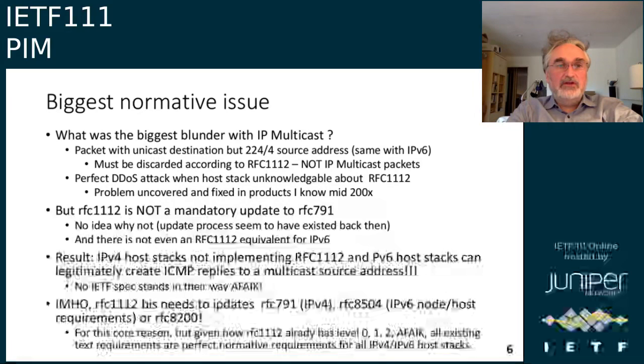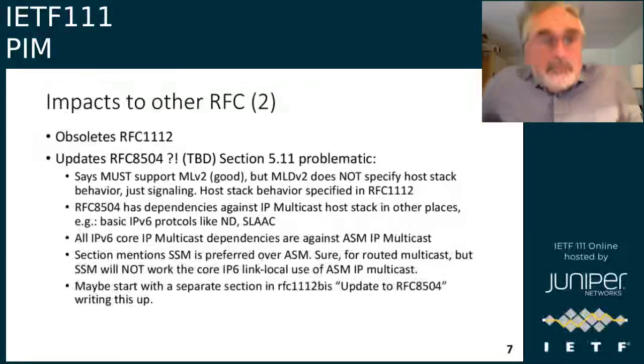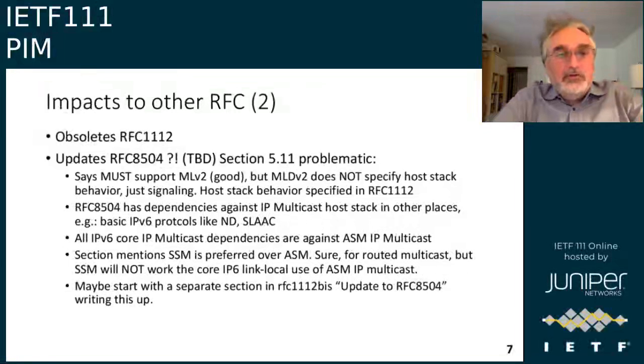So that basically these very simple things about there are multicast addresses, there are multicast packets, and what you do with packets of either shape, the ones that are multicast packets and the ones that are just bad. 1112 already says this fine, but it needs to be mandated. Next slide. So it's meant to obsolete 1112. There is a bunch of other strange text in 8504 I've started to look into that doesn't look too good.